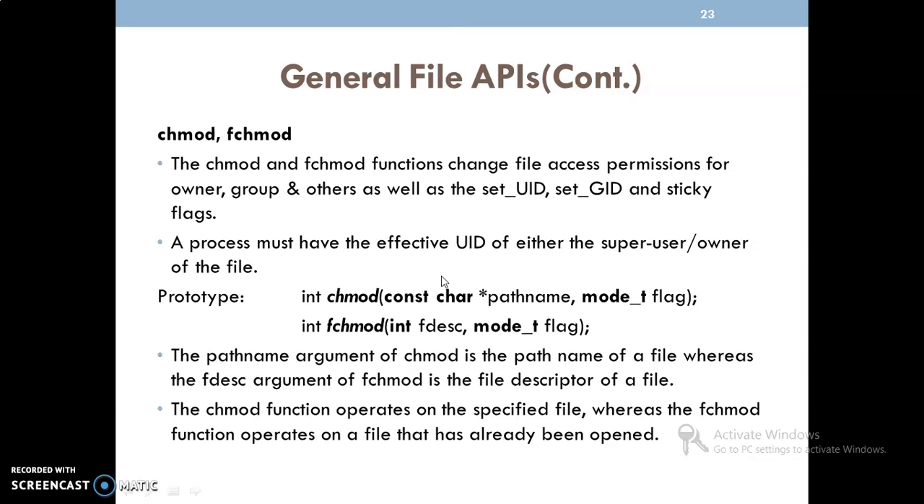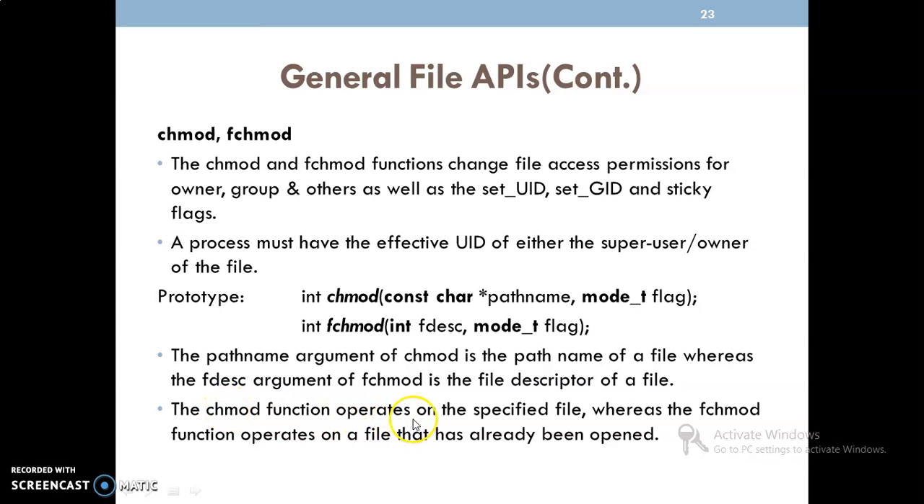This API contains two arguments, the path name and the flag. The path name is where that file is located, and the flag is the access permission we want to assign. fchmod is the same as chmod; the only difference is that chmod takes the complete path name, whereas fchmod takes only the file descriptor. The path name argument of chmod is the path name of the file, as I have told, and the file descriptor argument is the file descriptor of a file.